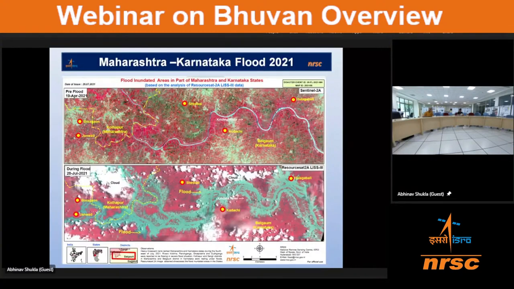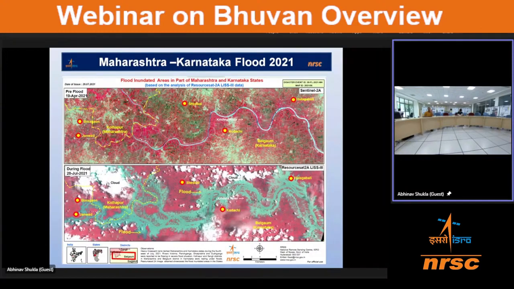And there are interstate disasters, for example, floods in the Kaveri River and Krishna River. For Krishna, the pre-image that you see is of the Maharashtra and Karnataka area before the floods, sometime during April. And then in end of July, when the floods impacted, a lot of sugarcane and different crop fields were inundated, and a lot of damage happened in that particular area.